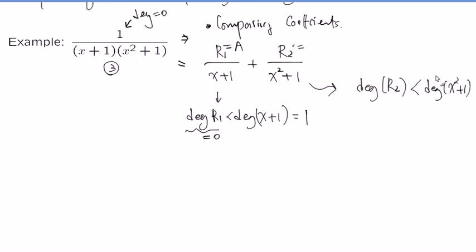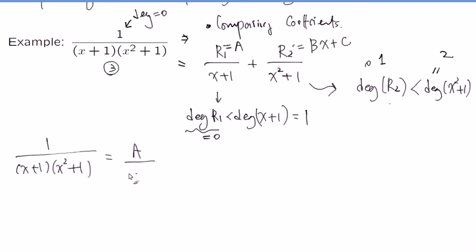How about R2? This is a degree 2, right? Quadratic, irreducible. So below here is degree at most 1 or 0, right? So what kind of polynomial is degree 1? Linear polynomial. So that looks like bx plus c. So Bezout's identity guarantees that 1 divided by x plus 1 times x squared plus 1 is decomposed into the following set: a constant a over x plus 1, plus bx plus c over x squared plus 1. Not just b, it's bx plus c. That's what Bezout's identity guarantees.